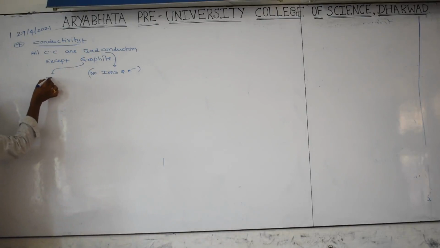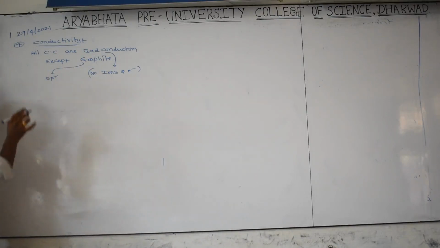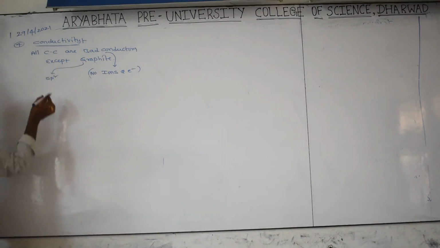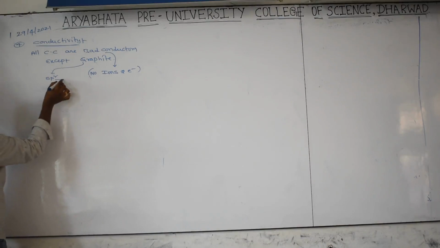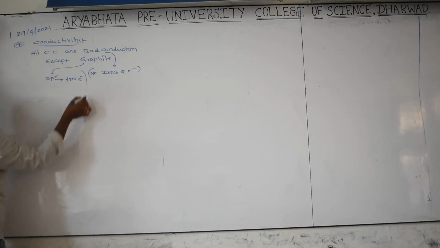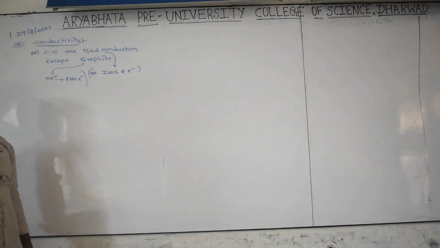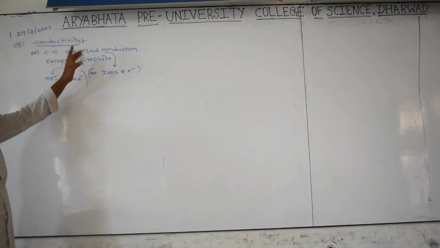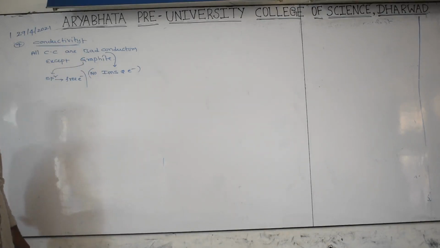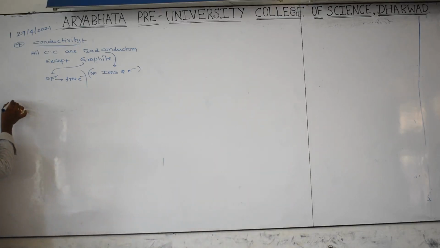We already studied graphite in the p block elements, the carbon family. It involves sp2 hybridization. After that, it has one free electron. The free electron is responsible for the conductivity of graphite. Other than graphite, all covalent compounds are bad conductors because of no ions and no free electrons. And we can see some other things.